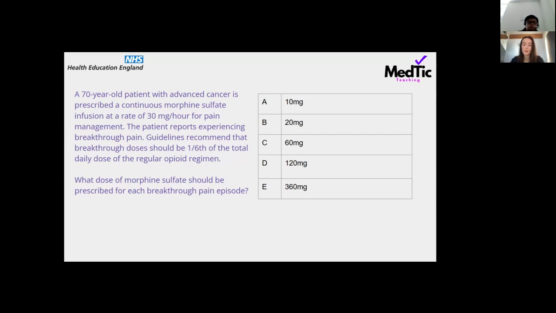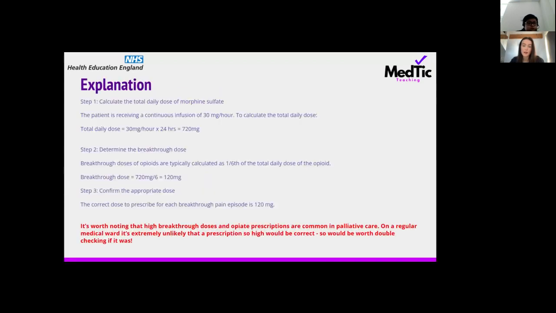Nice. So if we go through the answer, if we reveal the answer, the correct answer was D, 120 milligrams. If we go to the explanation slide, opioid prescribing is really commonly tested in the PSA, but also in your finals as well. So I think it's an important thing to try and remember that usually the breakthrough doses would be about 1/6 of the person's whole day dose. We'll go through this one first, and then we'll have a bit of a chat about that afterwards.